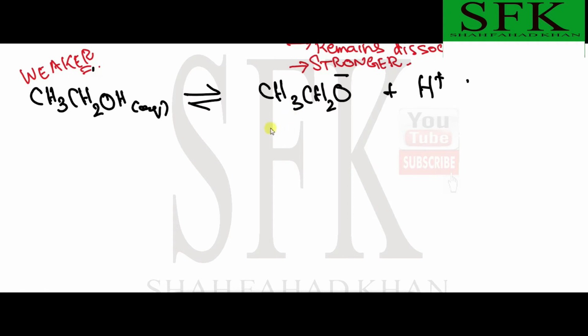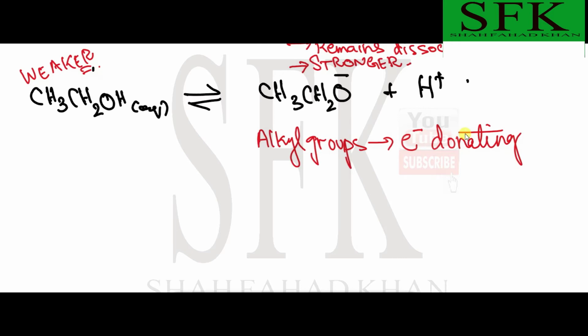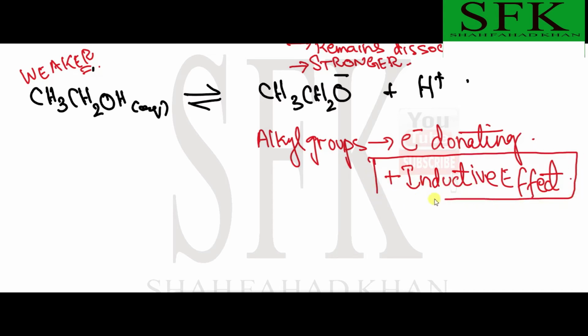This alkyl group, as we know, all the alkyl groups have a property known as the positive inductive effect. Alkyl groups are electron donating groups. Basically, they release their electron density due to an effect known as the positive inductive effect. Now this positive inductive effect, this is the keyword that you need to use in your answers.